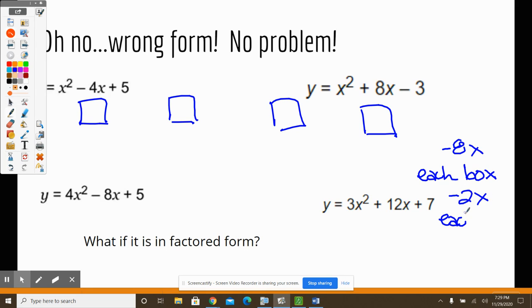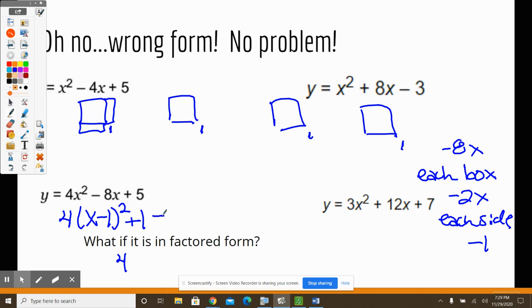And each side will get -1. So each side is going to get -1x. So this is closest to 4 boxes of size (x - 1) squared. What would be in the corner? Well, there'd be a 1 in the corner here and in all of these. So this picture has a total of 4 in the corner. But I need 1 more, so I'm going to add 1 more to get 5, and then that is my graph.